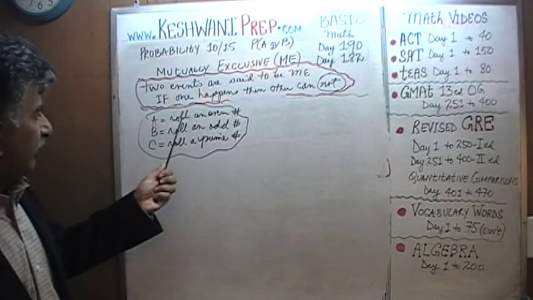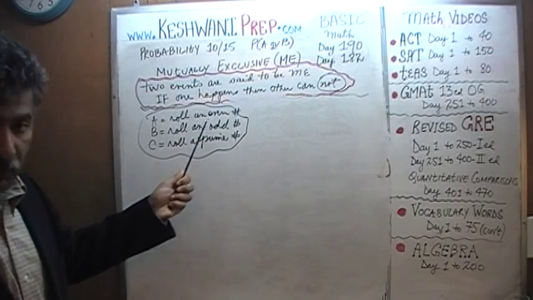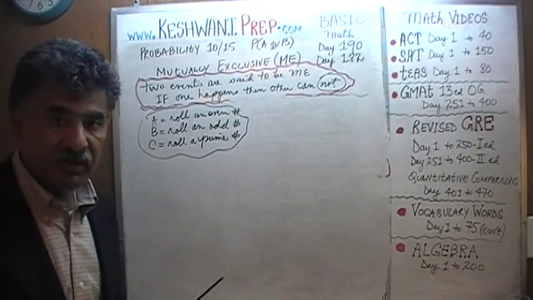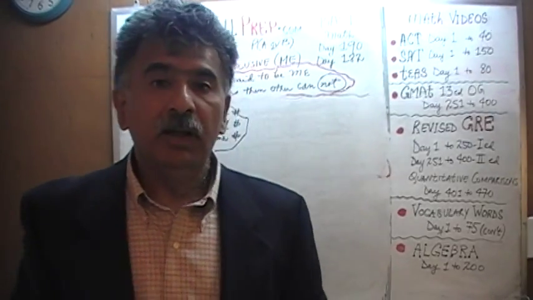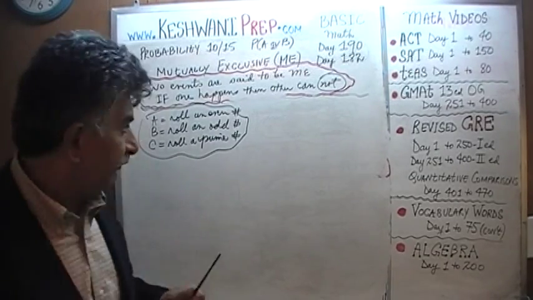One more time, event A, we are describing it as odds of rolling an even number on a dice. Event B, we are describing as the odds of rolling an odd number. And event C, we are describing as rolling a prime number. So let's talk about it.